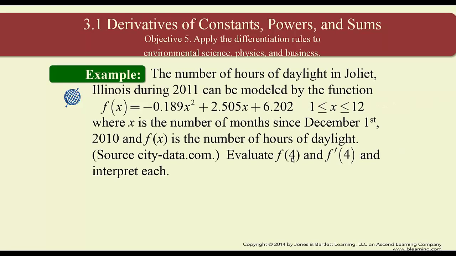Let's see, here we have the number of hours of daylight in Joliet, Illinois during 2011 can be modeled by the function f of x equals negative 0.189x squared plus 2.505x plus 6.202. And here the independent variable x is between 1 and 12. That's our restricted domain. And x is the number of months since December 1st, 2010. And f of x is the number of hours of daylight.